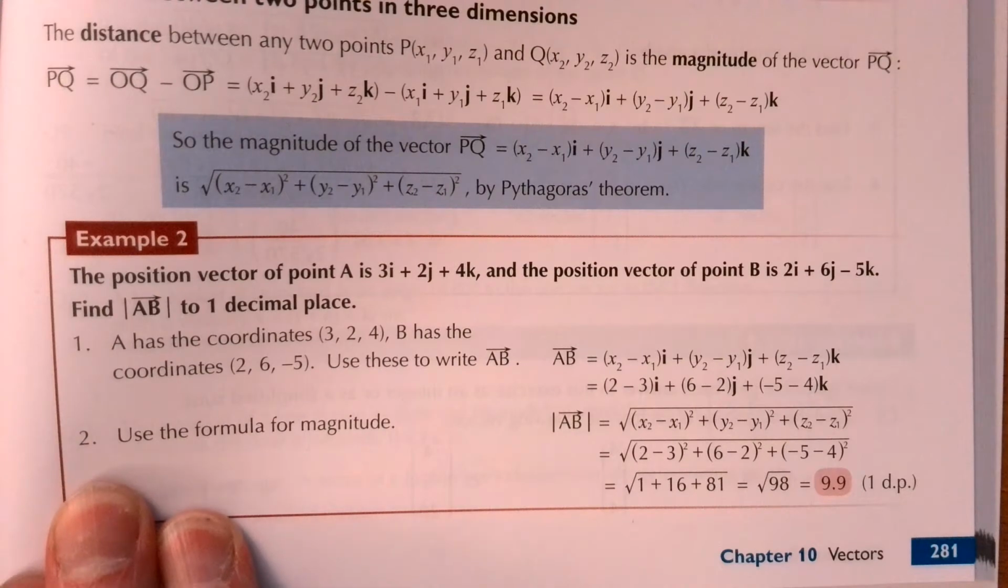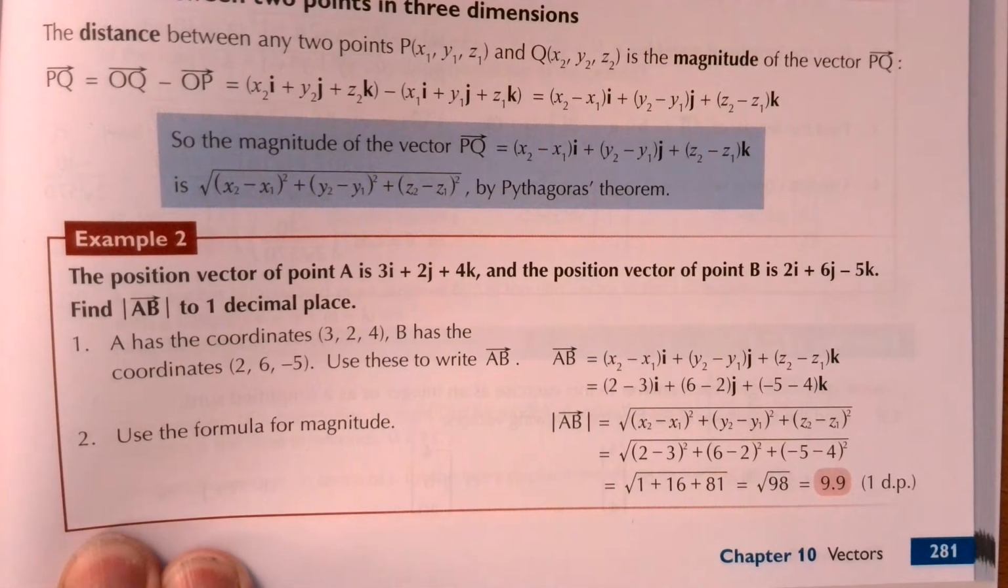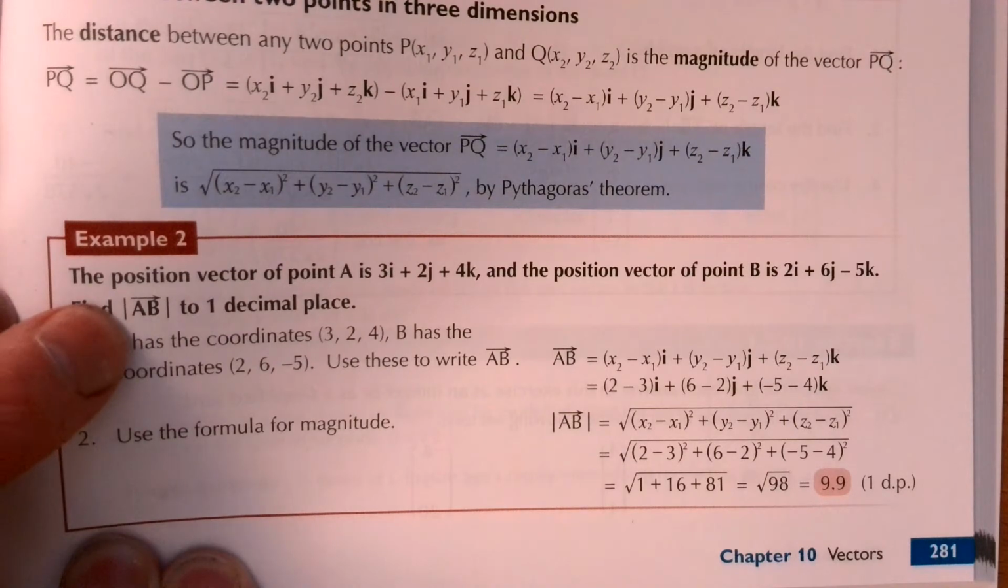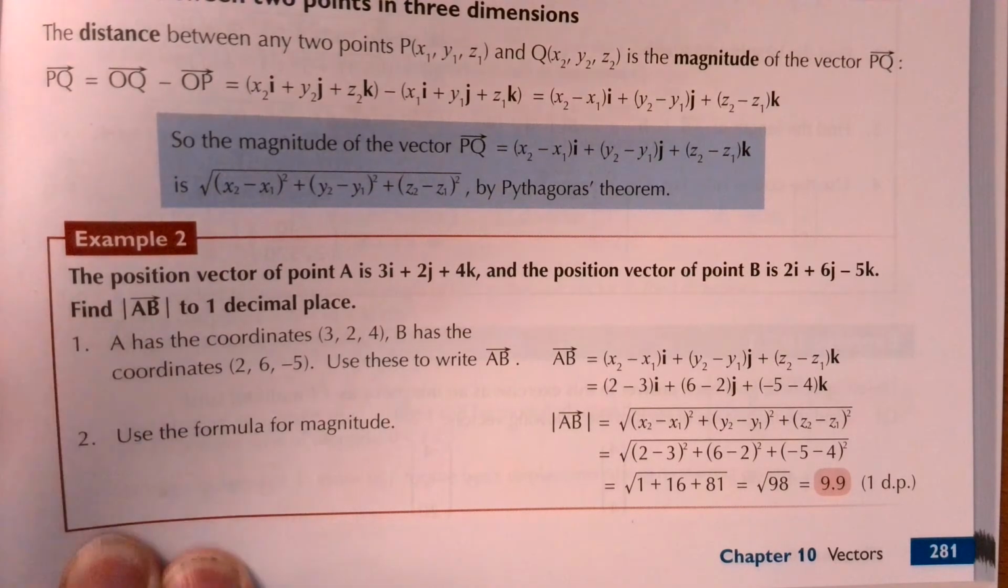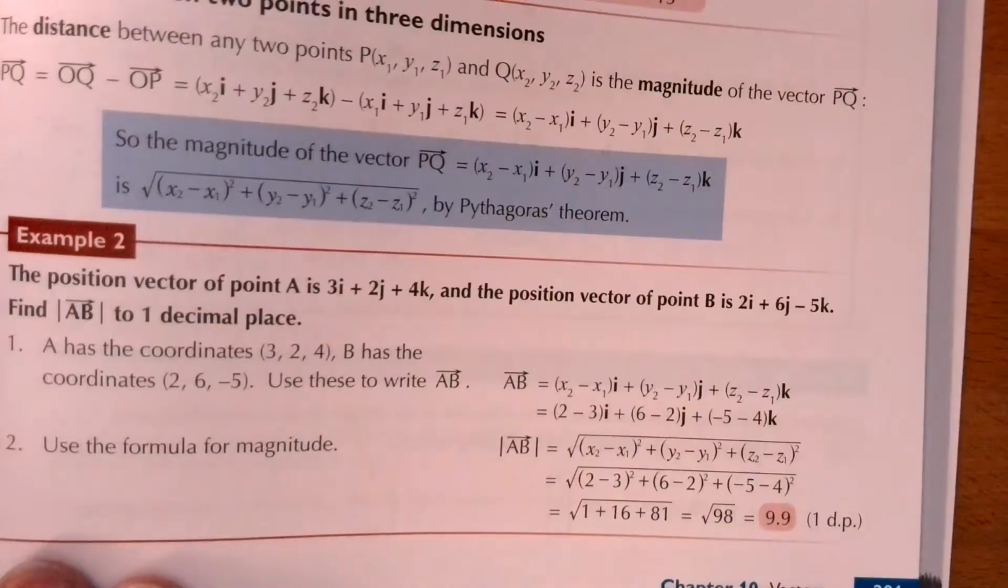Okay, so here we are in the new CGP Pure book, page 281, example 2. We're told about the position vector of 2 points, and we're asked to find the length of AB. So that symbol there, which we're used to seeing meaning modulus, in this case means the length of that vector. And I do not like the way they do it, so I'm going to show you how I would do it.